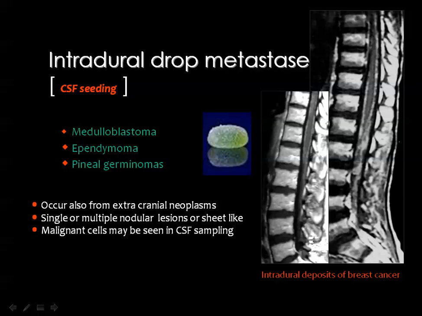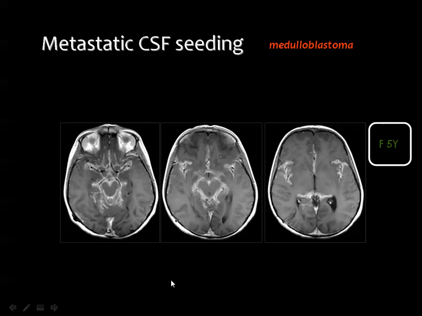You know that these lesions frequently give metastasis via the CSF, including the medulloblastoma, ependymoma, and the pineal body germinoma. Other lesions can produce metastatic CSF seeds, and some of the lesions can occur outside the central nervous system, like the cases with breast cancer. And this is a female child with medulloblastoma.